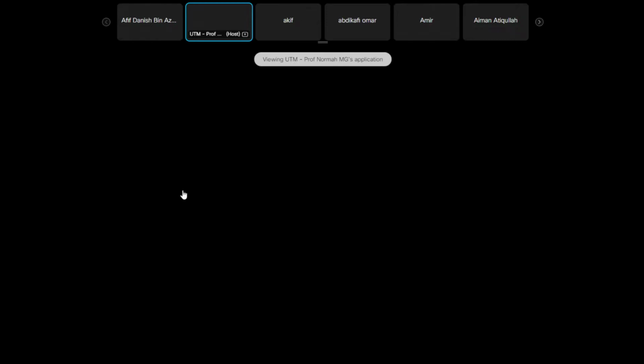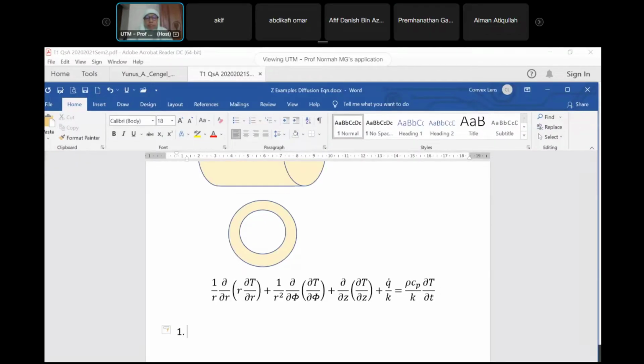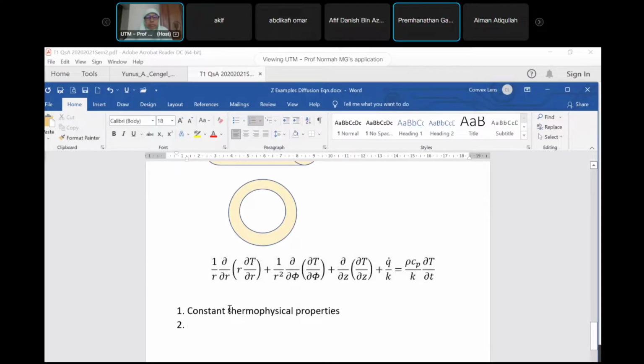Okay, go ahead. I think this is not potong kepala. The answer is we are expressing with the assumption. Okay, what assumptions do we need? We already reached one-dimensional, and we already factor out the K, so constant thermophysical properties. And it should be steady state.